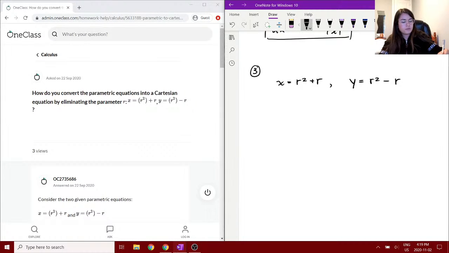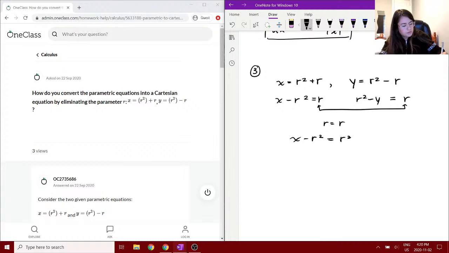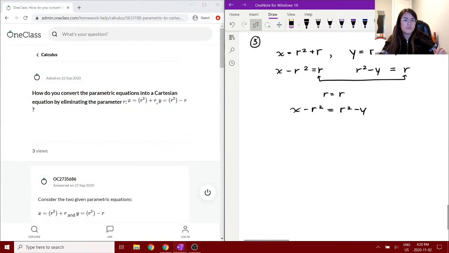I'm going to start by rearranging each of these equations, since we notice that these both have an r, they also both have an r squared, but we're going to start with this. I'm going to rearrange for r so that I can set them equal to each other. All right, so y minus r squared equals, I'll write this the other way, r squared minus y is equal to r. Okay, and I'm going to set this equal since they both have r isolated. So if r equals r, we have x minus r squared is equal to r squared minus y. And now I'm going to rearrange so that we have r on one side of the equation and then only x and y on the other side of the equation.